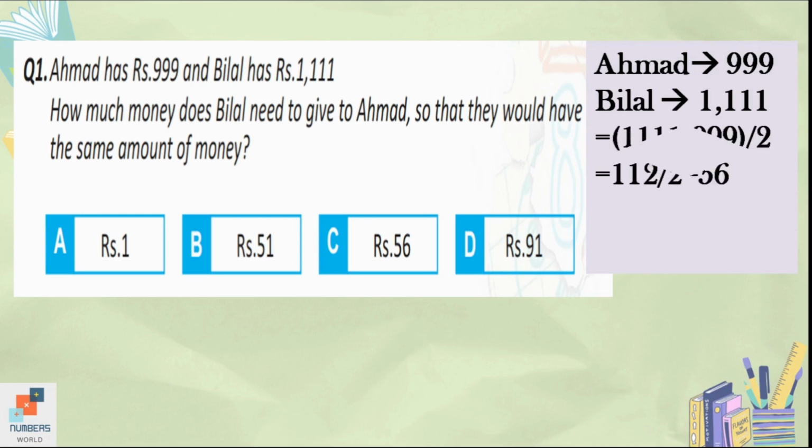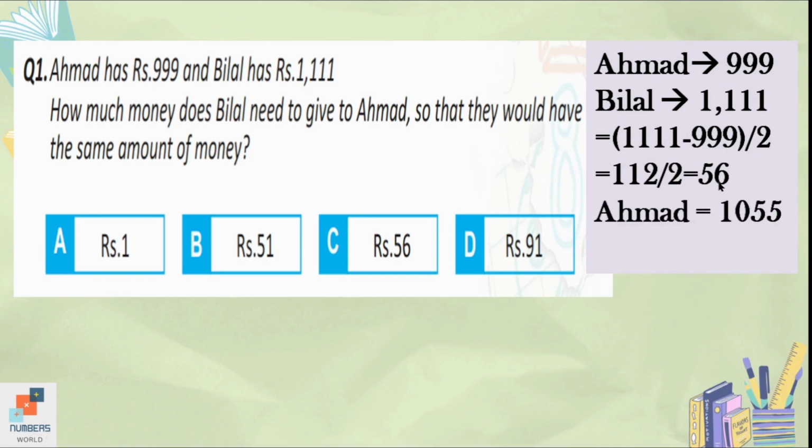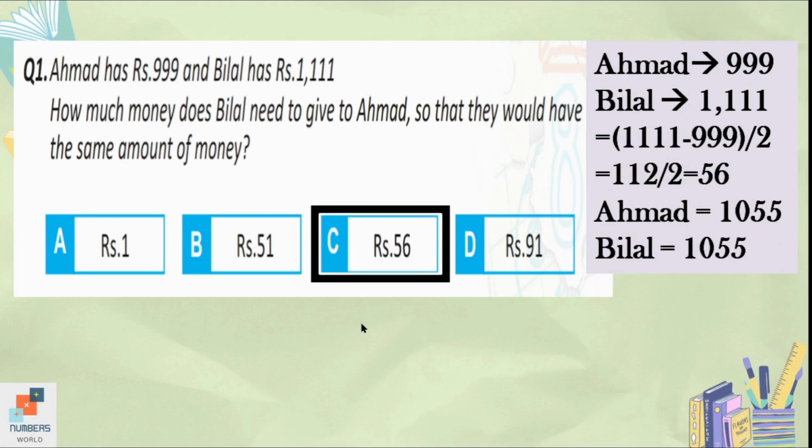First of all, we are going to calculate the difference between both the amounts. If we subtract 999 from 1111 and divide it by 2, the answer is equal to 56. So if Bilal gives 56 rupees to Ahmed, his total will be 1055, and after giving 56 rupees, his remaining amount will be 1055. So option C is the correct option. If Bilal gives 56 rupees to Ahmed, they both will have the same amount of money.